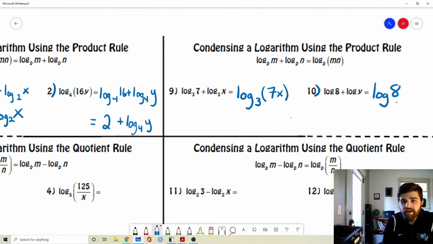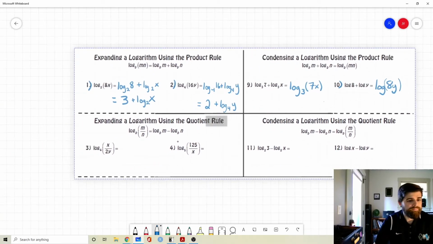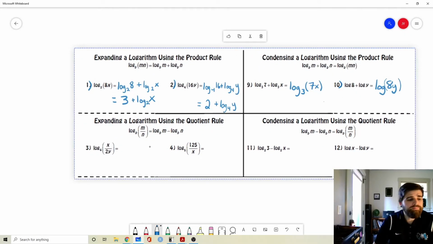Since we're adding the two logs of the same base, we can make this a single log with 8y as the argument. Again, I'm going to throw parentheses around there just to make this really clear. And we don't need a base because we're dealing with common log. If I wanted to put 10 there, I could, but we don't have to. Okie dokie. So that's the product rule, and you'll have this cheat sheet available so you can review this as we go.